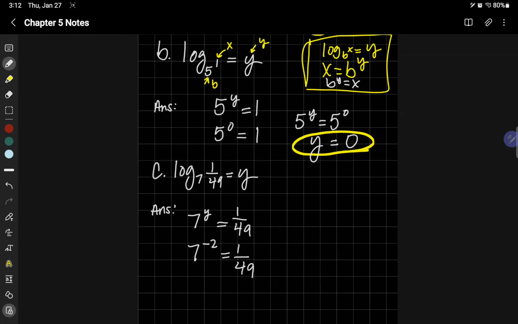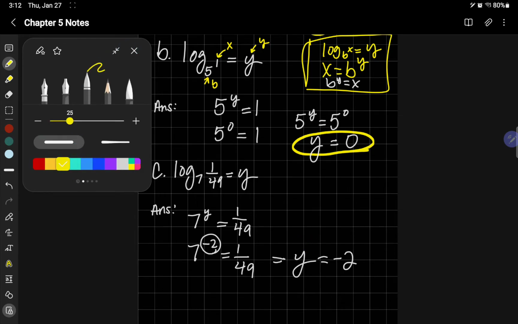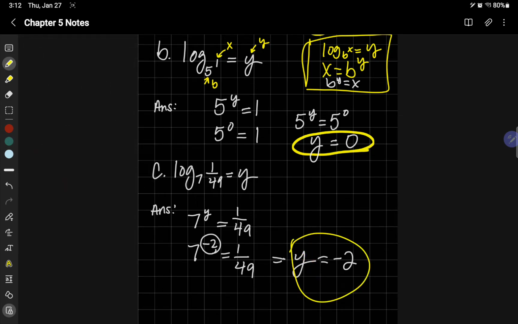I guess for it to be positive, that's why. Okay, so why? So this is y equals -2. Okay, I think I'm getting it. Slowly but surely. Nothing can go into 5, that's why it's 0. What can give you 1? Nothing. 0. That's what it is.